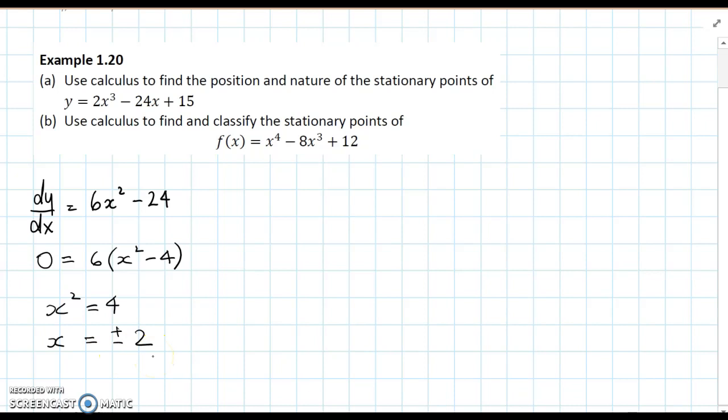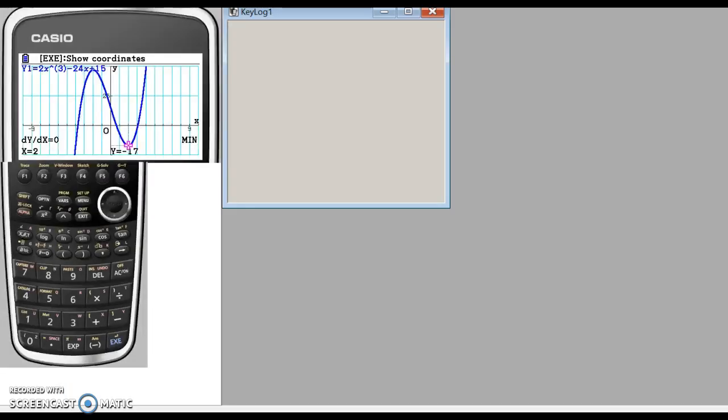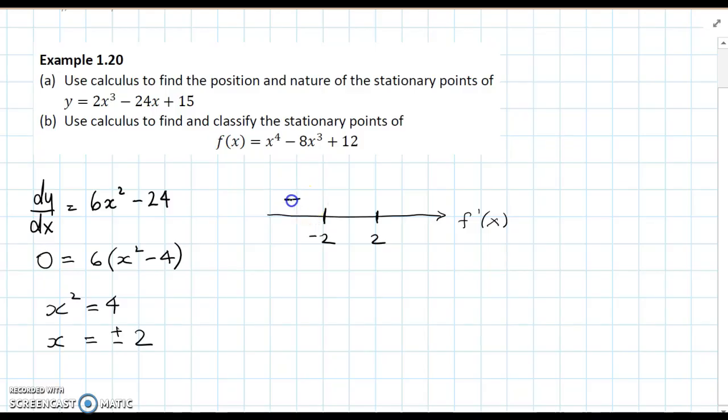Our proof or our working out includes a sign diagram, so we put our sign diagram labelled as f dashed of x. We have negative 2, positive 2. Because we have a visual on the graph, we know that our gradient is positive, negative, positive. So that can be placed into our sign diagram.